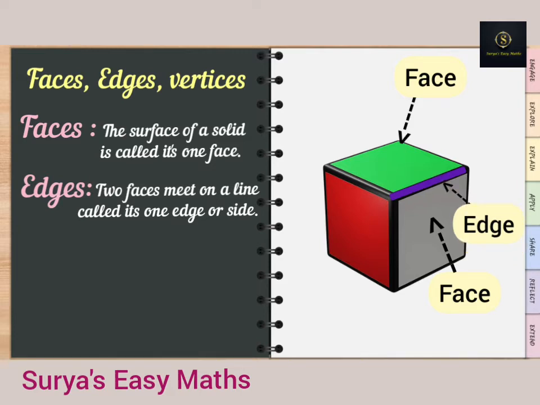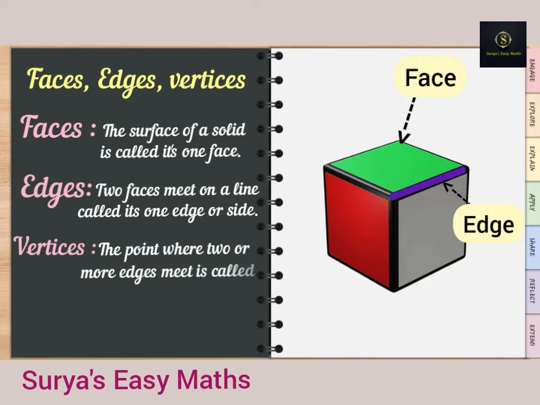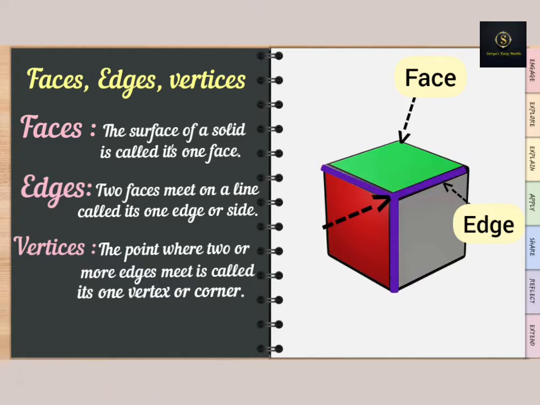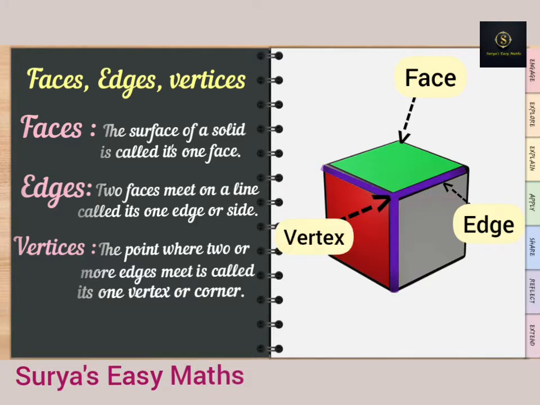Now, let us see what are vertices. The point where two or more edges meet is called its one vertex or corner. Children, here we got a new word for a corner, that is vertex. Now, see in the picture where the edges meet. So, this is one vertex of a cube.